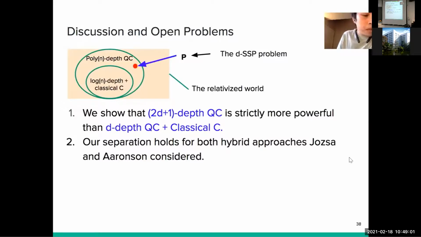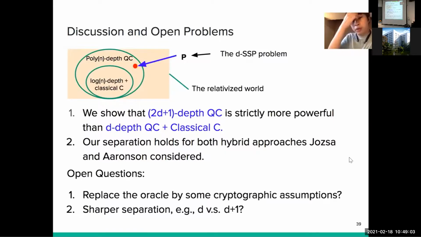There are some open questions I want to mention. The first, and I think the most important, is: can we replace the oracle by some cryptographic assumption? The oracle is the first step to prove separation, and the second step is: can we assume some crypto assumptions, and then separate this in the composite case?